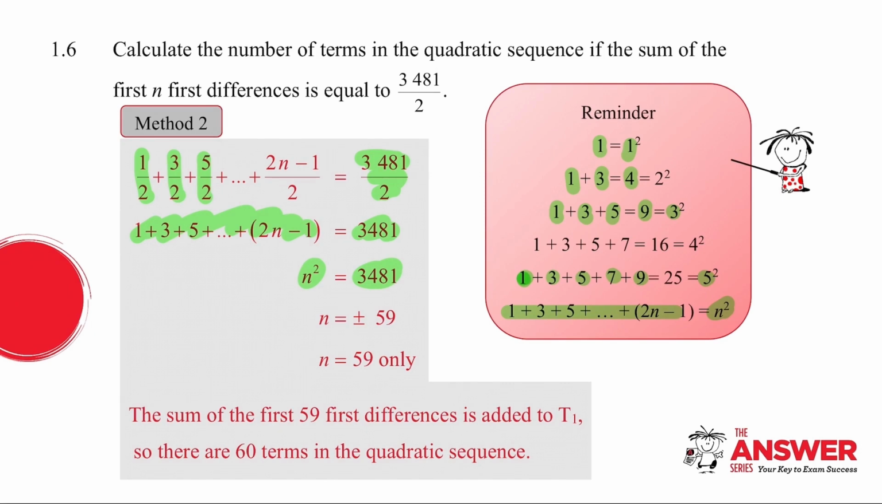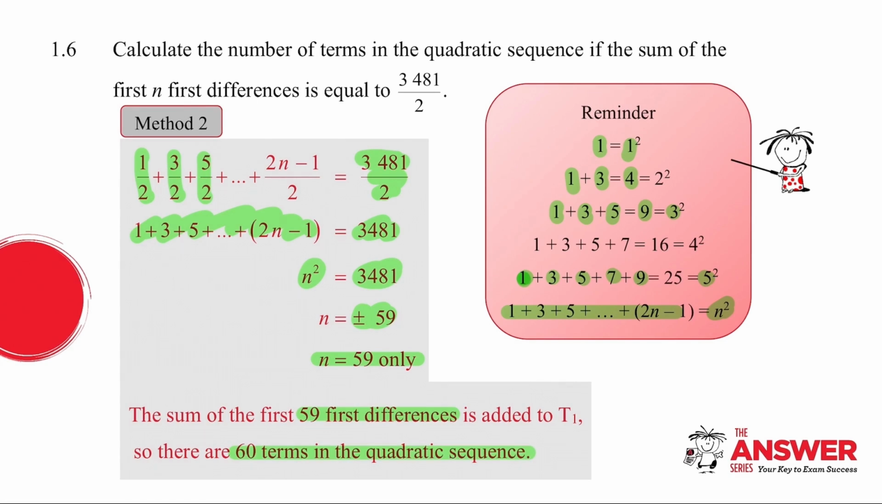Any quadratic pattern should produce two results when you're looking for the position. You need to find both and then actively discard the one that is not appropriate. By selecting n equals 59 only, I have discarded the option of n being negative 59. When we know that there are 59 first differences, we don't have the answer. We know that those 59 first differences will be added to the first term to find the next term in the pattern. So there are, in fact, 60 terms in this quadratic pattern.